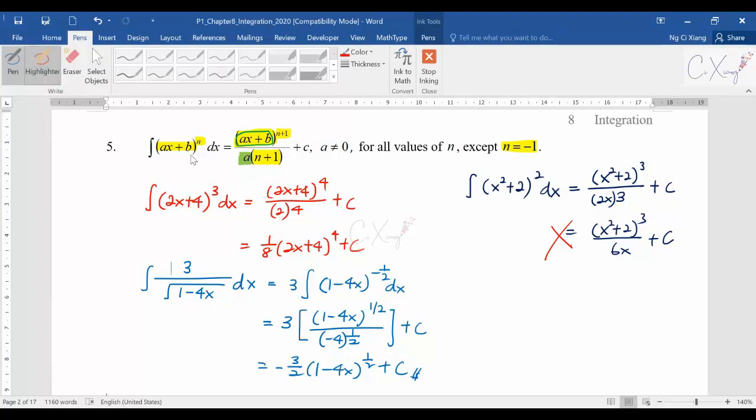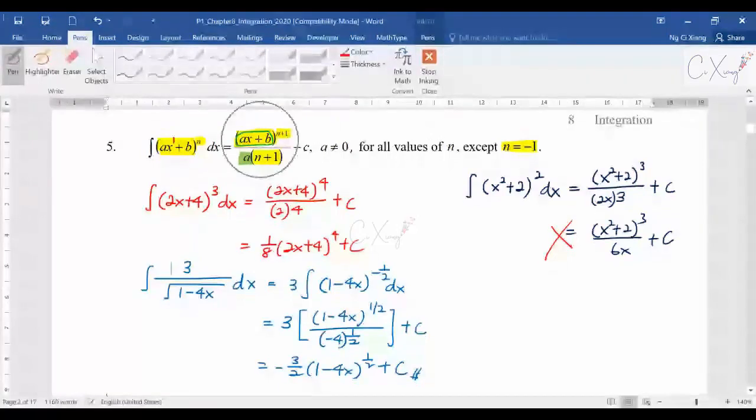For any formula that you want to apply in integration, you have to be very particular with the patterns of the question. If you look at the formula again, this method you can only apply for the pattern ax plus b. So what's so special about ax plus b? The x here must be power 1. Power 2, power 3, power 4, and other powers, you cannot apply this method here. There are some other methods that you can use.